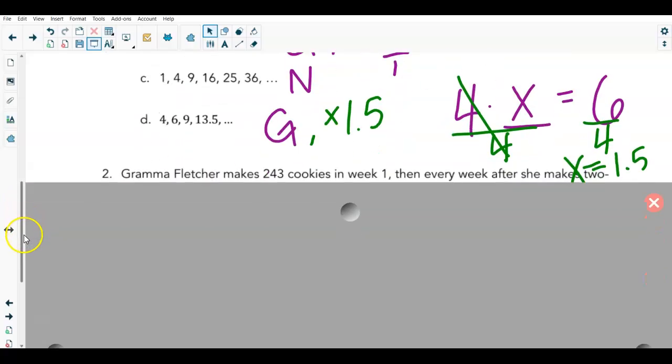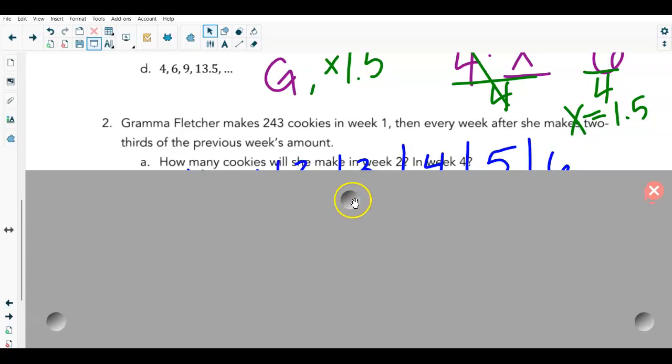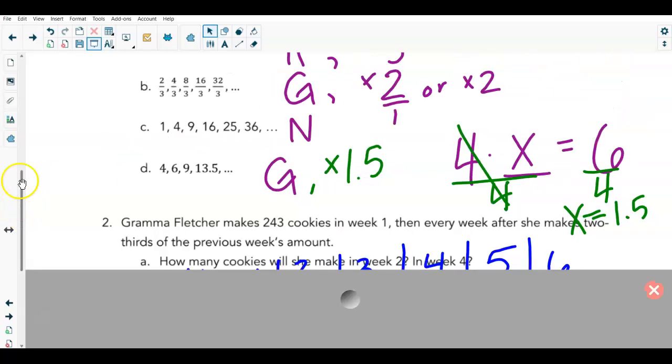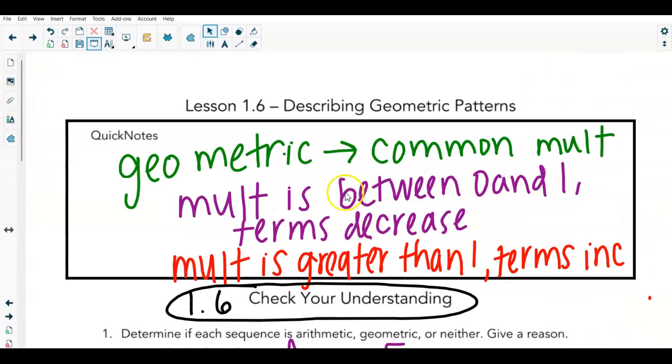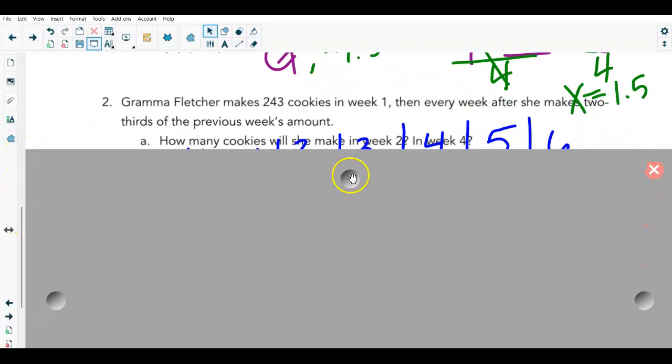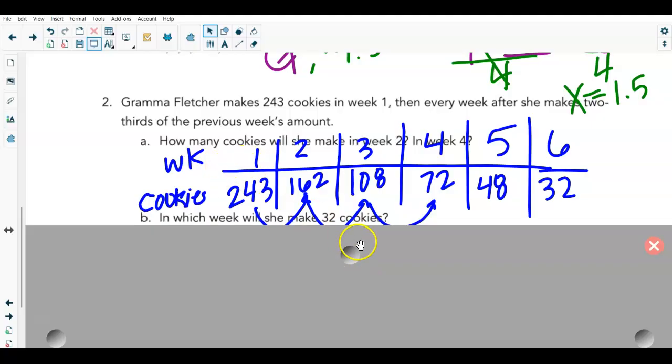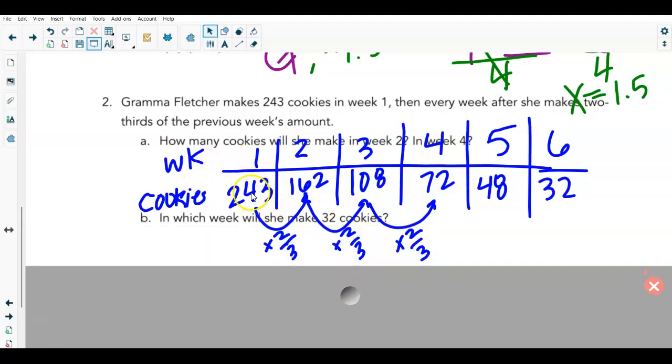Grandma Fletcher made her cookies, and she made 2/3 of the previous week's amount. Right away, you can see 2/3 is between 0 and 1, so her terms better decrease here. If your terms increased, you might have done some division instead of multiplication here. What we're doing is in week 1, she has 243 cookies. We're multiplying by 2/3. We're multiplying by something smaller than 1, so we should see that the next term gets smaller. The next term gets smaller, and so forth.